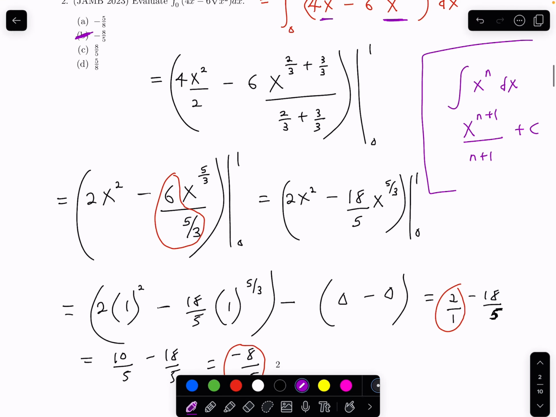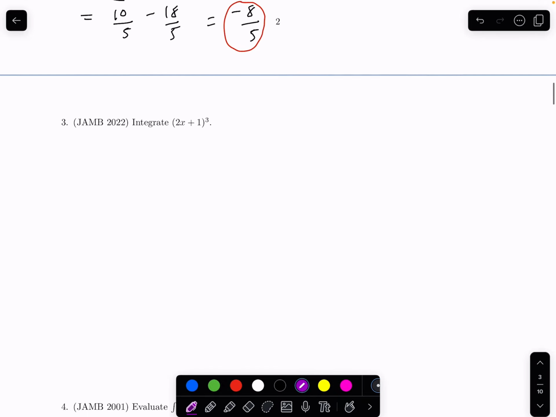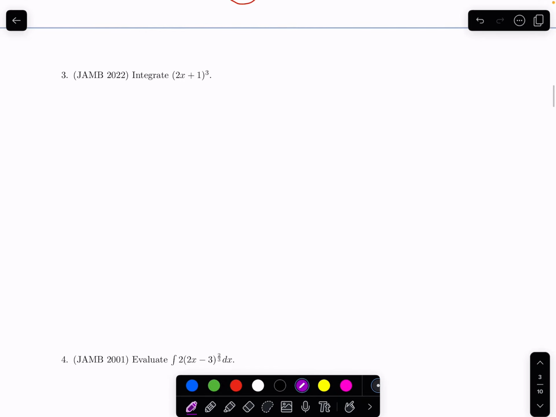Okay, now let's look at problem number 3. Integrate 2x plus 1, everything to the power of 3. How can we do this? Okay, so basically we want to compute the integral of 2x plus 1 cubed dx, right? If you see a problem like this, one thing that should come to mind is u substitution.